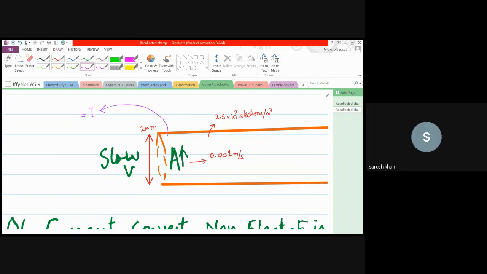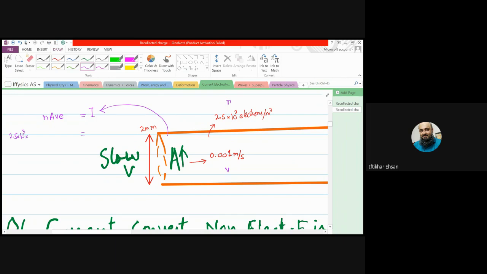We have the formula V is equal to I over nAL. We can move nAL to the other side to make I the subject. So you can use the formula I is equal to nAve, right? So how would you use the data? This is the value of n. This is the drift velocity. So n is 2.5 times 10 raised to power 3.